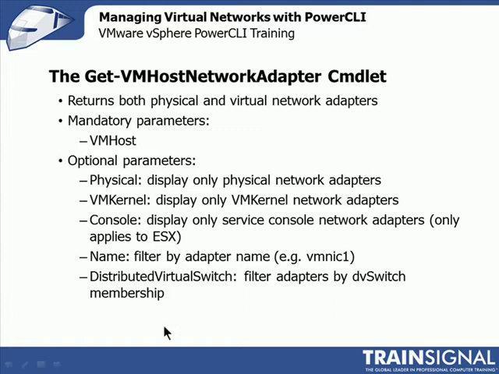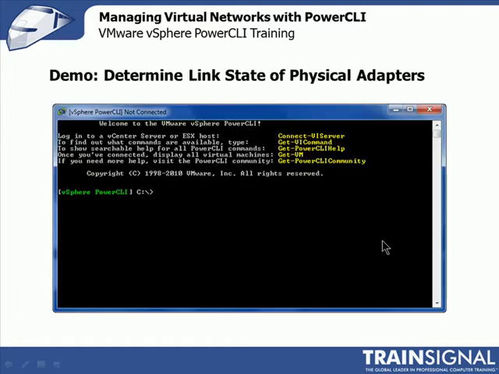And then we do have a distributed virtual switch parameter, and this will allow you to show the adapters by their DV switch relationship. So for example, if you wanted to only display the networking adapters which are used as uplinks to a distributed virtual switch, you can do that here, and I'll show you examples of that in a moment. In fact, that moment is right now. Let's go to the shell.